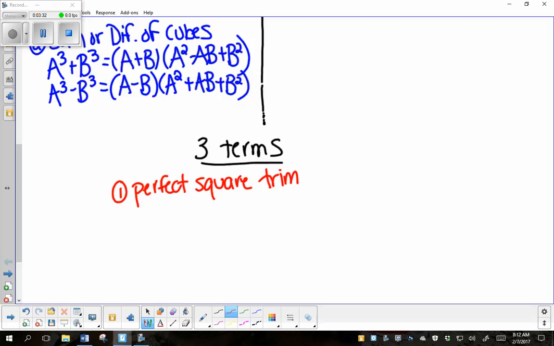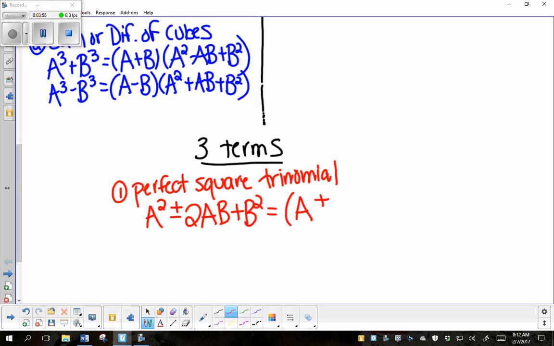That's where your first and your last terms are perfect squares, and your middle term is double the square root of those first and last terms. So you have something like a squared plus or minus 2ab plus b squared, and that factors into a plus or minus b, all squared. The plus or minus stays what it was in the beginning. So you could have a perfect square trinomial.